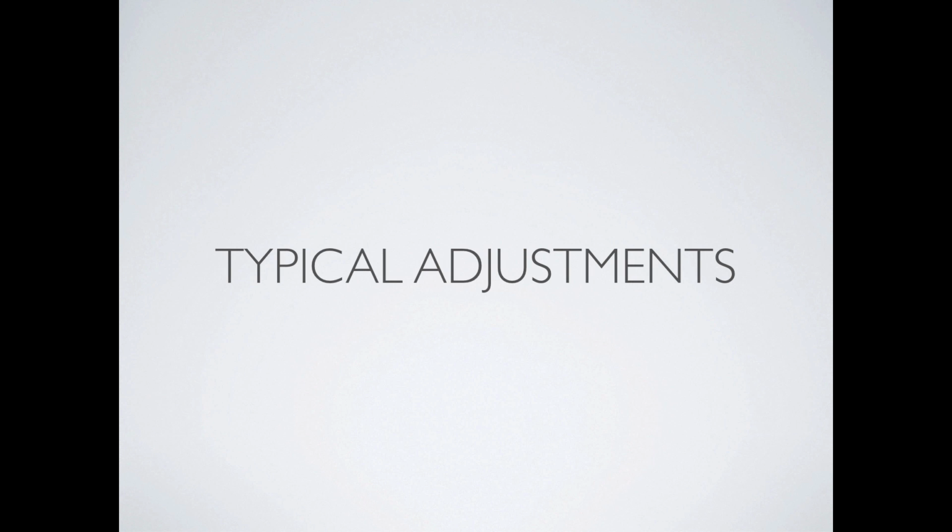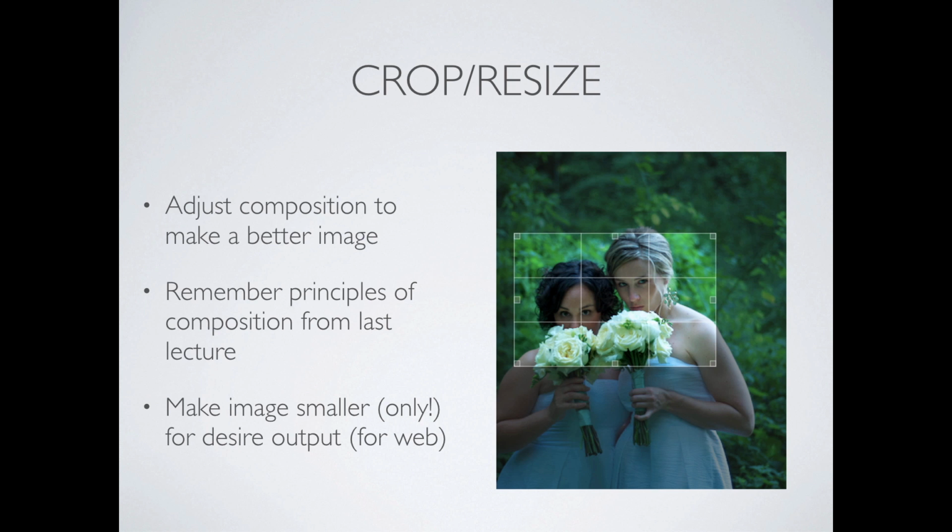So let's move into the adjustments. This is really more what today is going to be about, and going through kind of what those typical adjustments are. And I'll start with the most basic one, and that is cropping and resizing an image. And so this is very much about saying, hey, I took the first image, and it really wasn't quite the right composition. You guys remember we talked about compositional techniques last class?